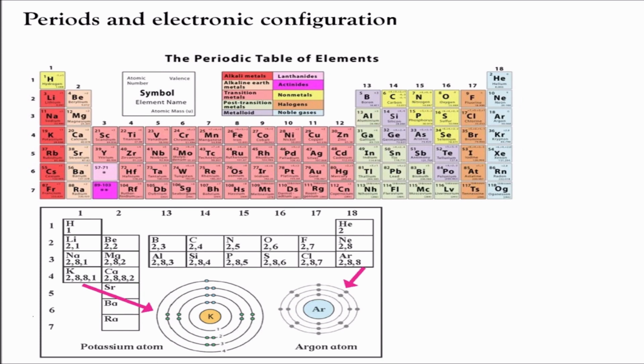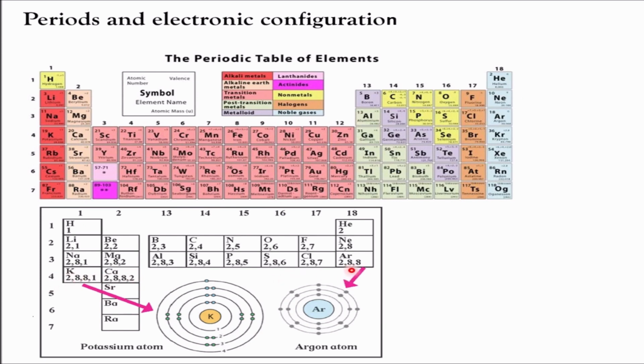Let us take group 1. We have 18 groups, and let us take group 1 and period 4. That is potassium. The electronic configuration of potassium is 2, 8, 8, 1. So how many electron shells are there? 1, 2, 3, 4. Since we have 4 shells, it belongs to the 4th period.